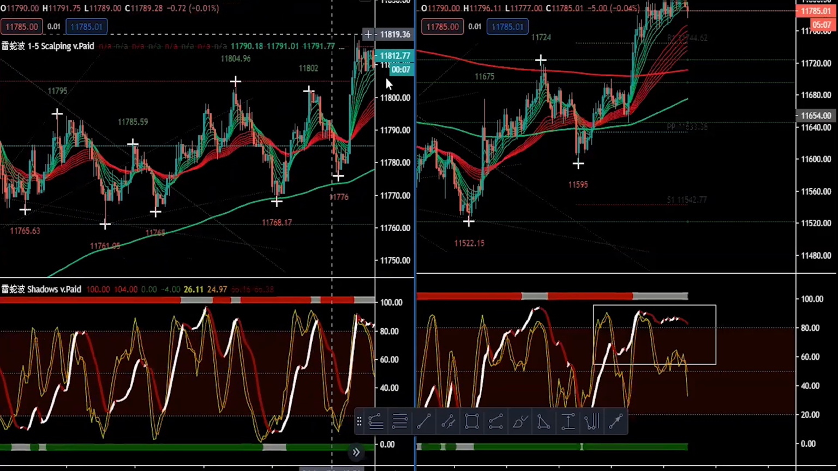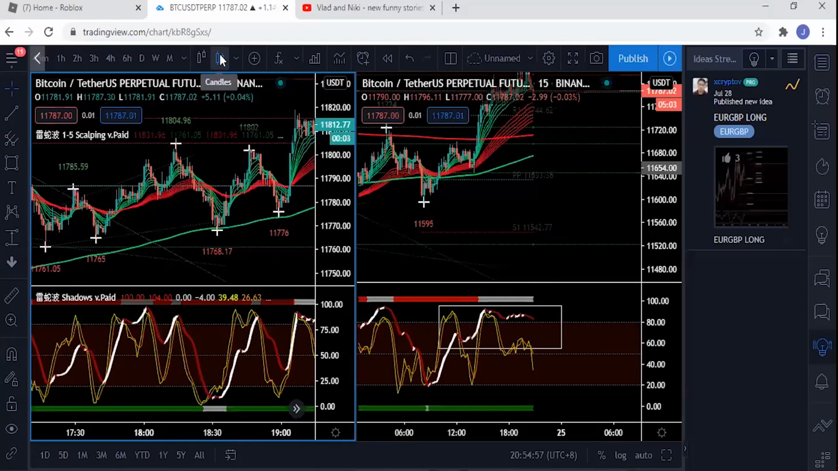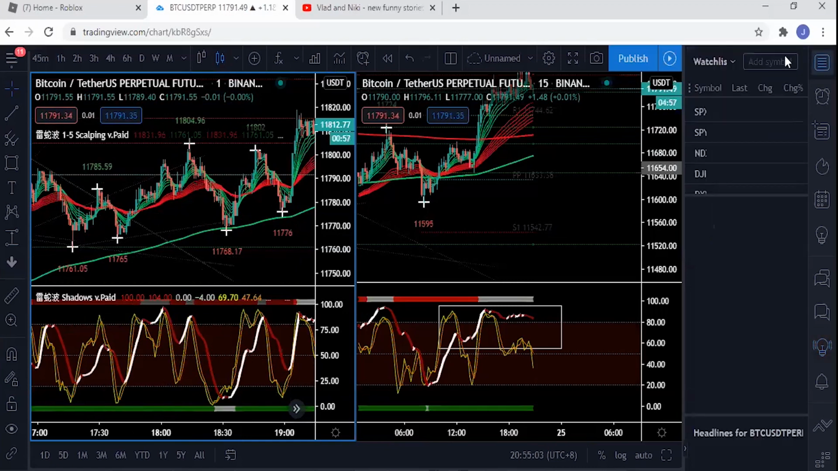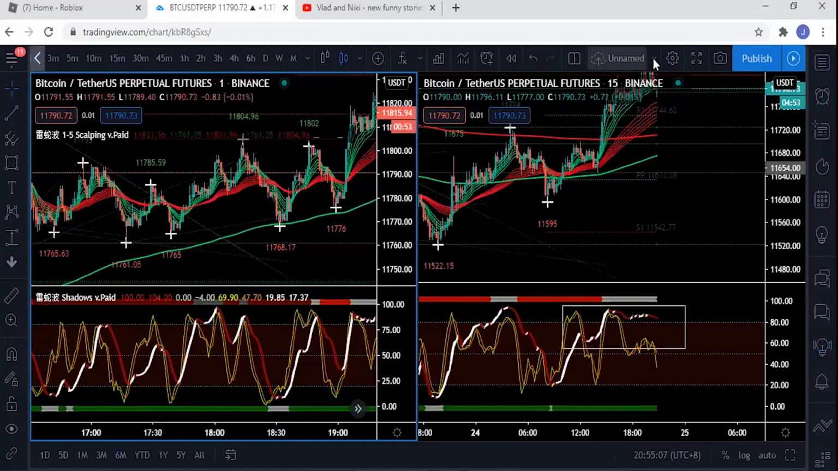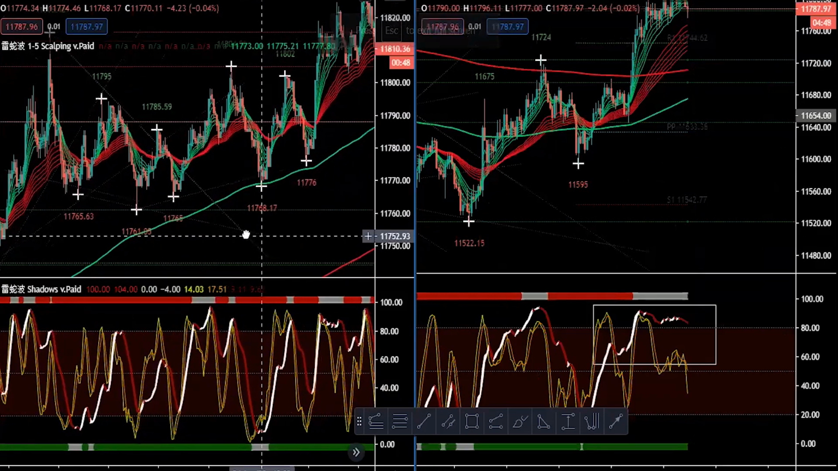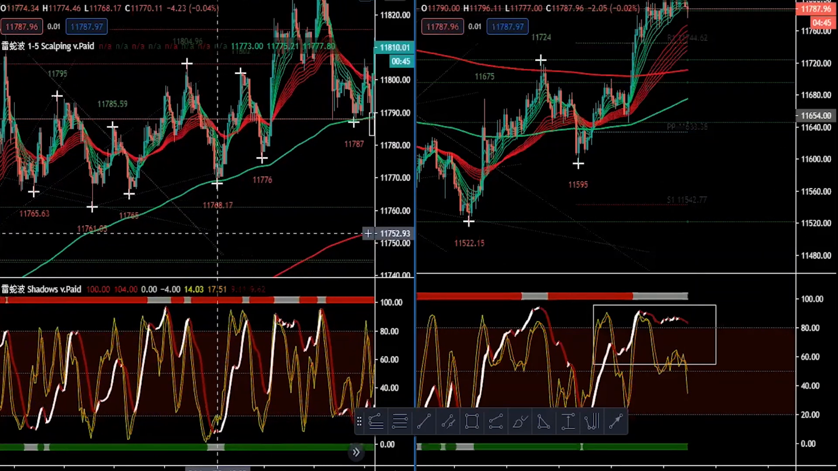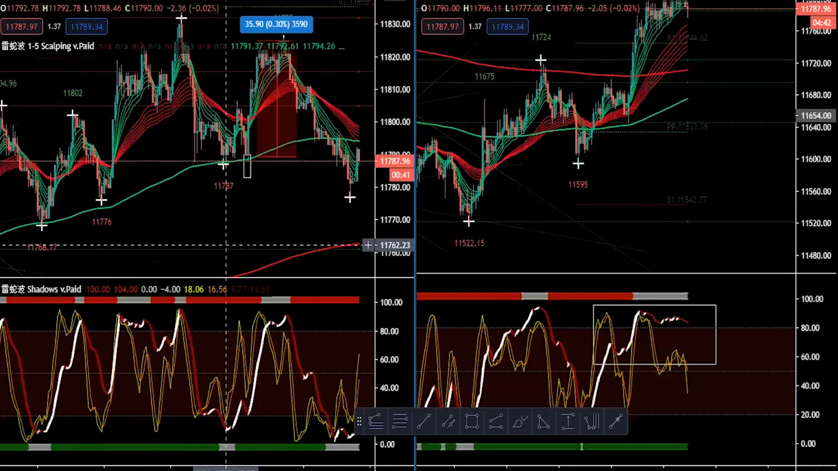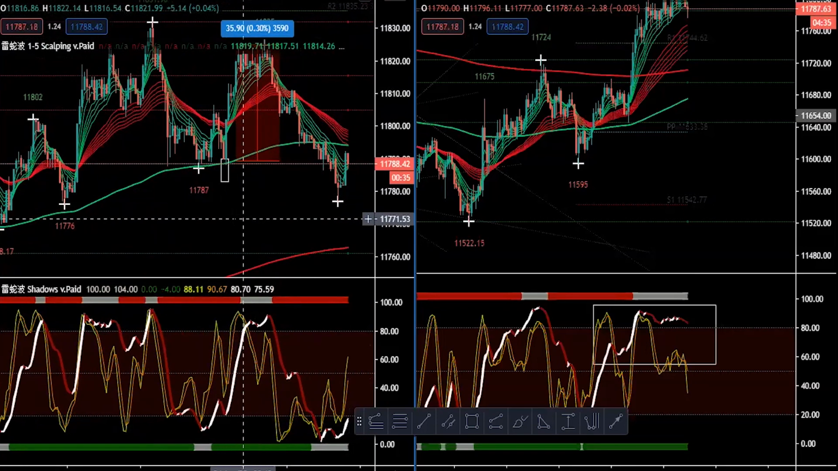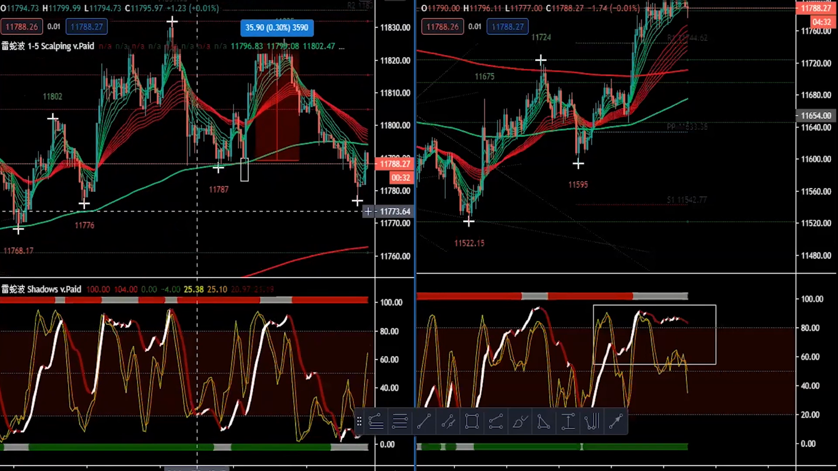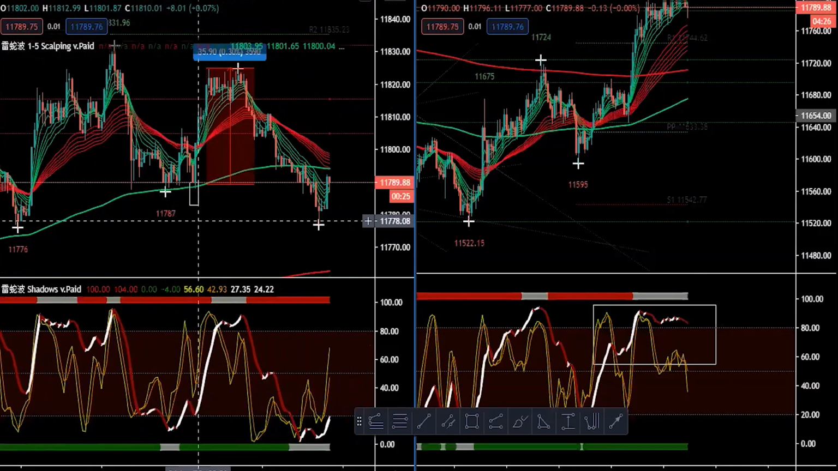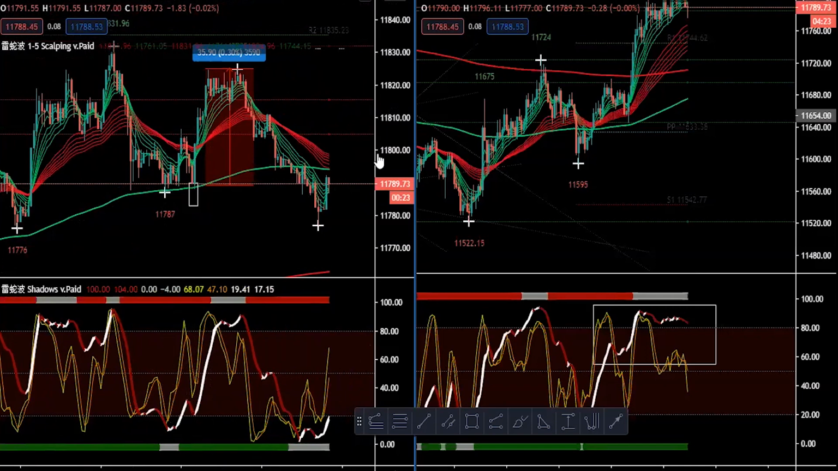What candle is this? Heiken Ashi candles. Okay, so this is a divergence.